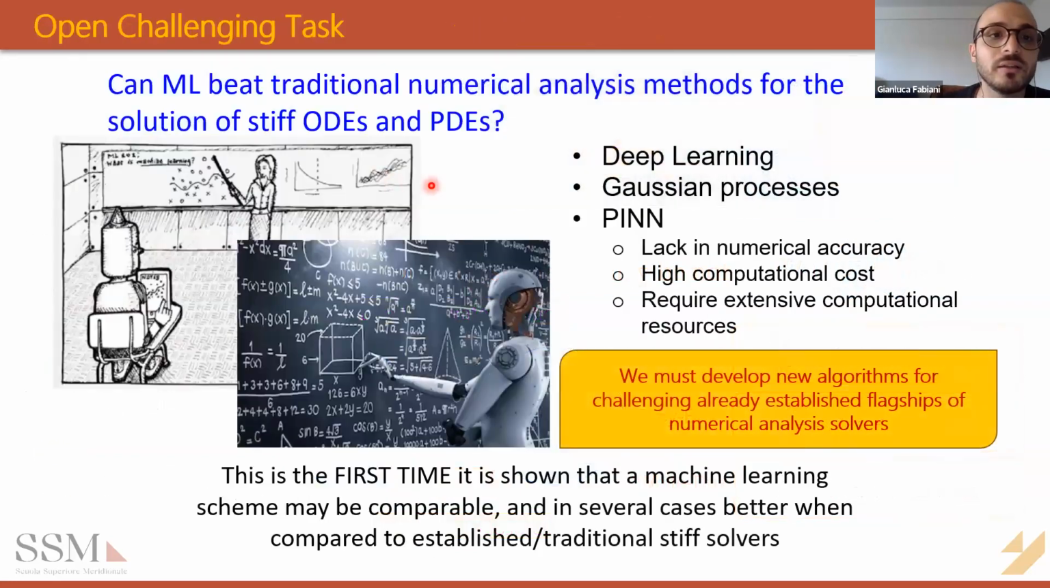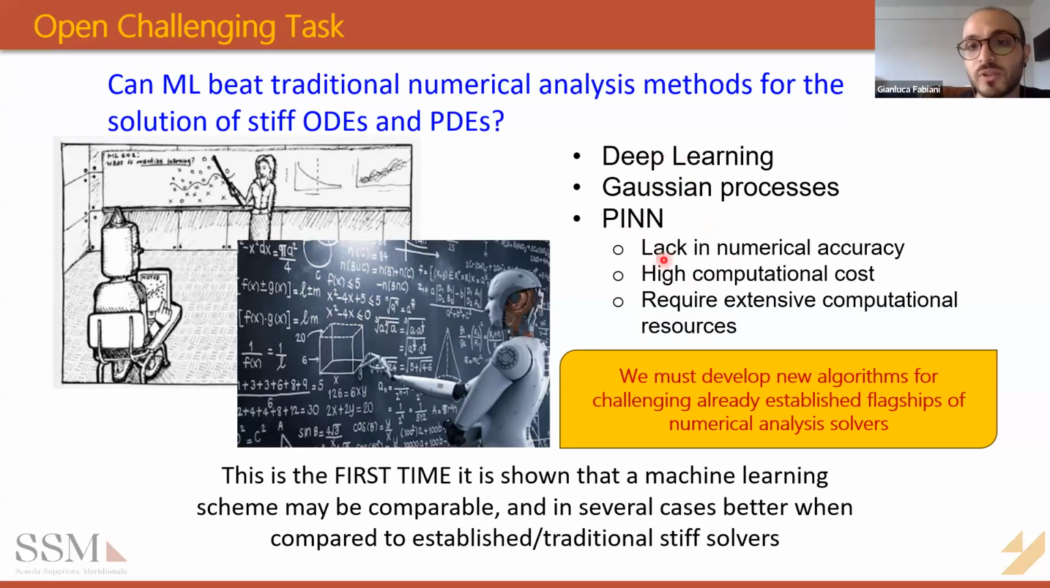But in particular, the main question that we want to address here is whether machine learning can actually beat traditional numerical analysis methods for the solution of stiff ODEs and PDEs. There are actually several techniques that have arisen in the last few years for solving ODEs and PDEs, like deep learning, Gaussian processes, physics-informed neural networks. But there are many issues. For example, they lack numerical accuracy. They may have a high computational cost, and usually they also require extensive computational resources, including large-scale GPU systems.